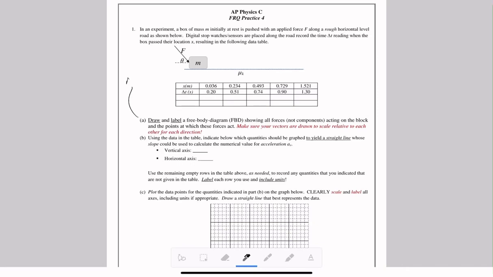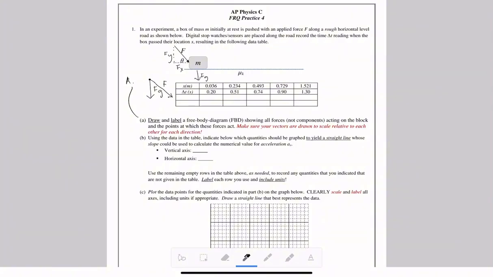Okay, so for part A, there's an Fg force that always exists on the block. And we also see that there's an F force being applied. If we drew the components of this F force, we would see an Fy and an Fx. These are components, so we don't draw them.